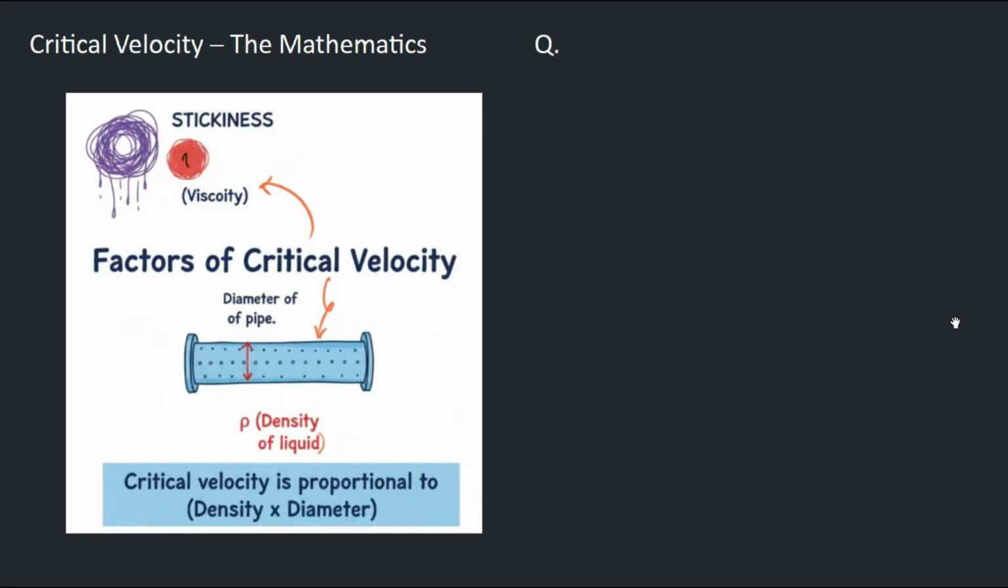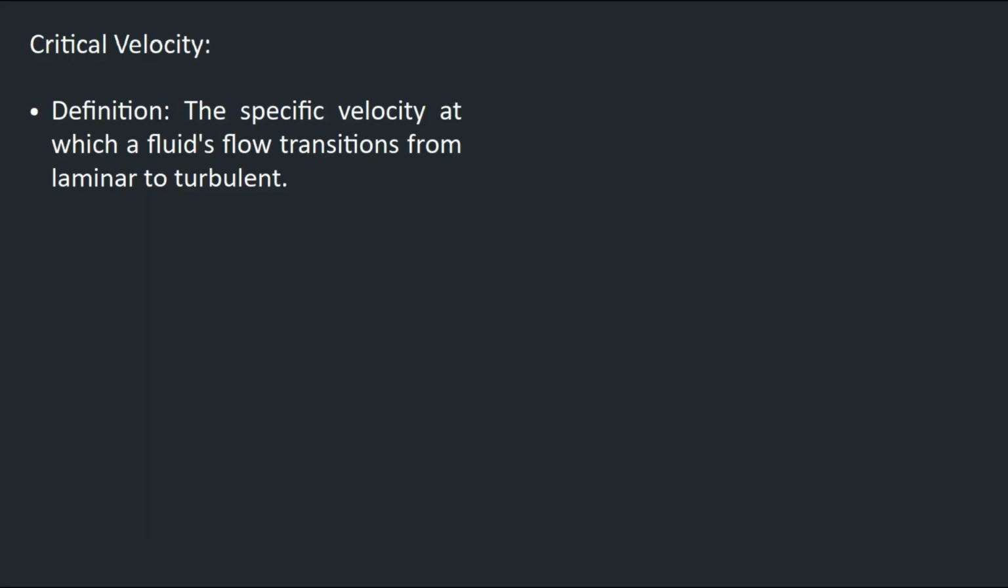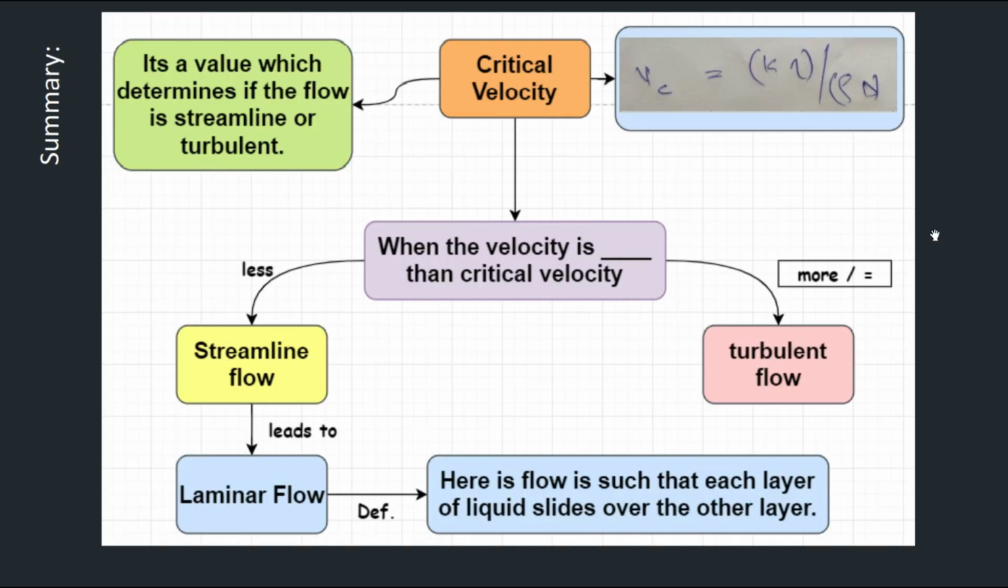Let's look at the math, that is the formula for our critical velocity. So we happen to understand critical velocity this way. It's defined as the specific velocity at which the fluid moves from being laminar to turbulent, right? And we happen to see this as well. If it's less, then we are looking at streamline. If it's more, it's turbulent.